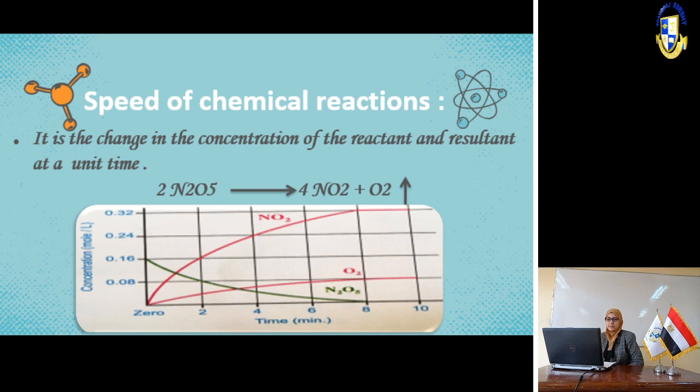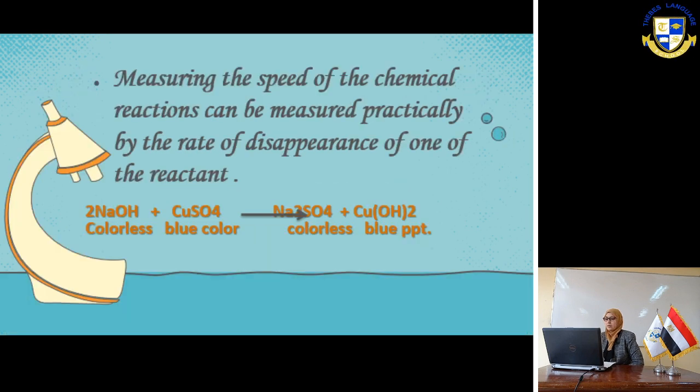Slide number 6. The speed of the chemical reaction can be measured practically by the rate of the disappearing of one of the reactants. Here we can say that sodium hydroxide plus copper sulfate makes sodium sulfate plus copper hydroxide, which is a blue color precipitate. And sodium hydroxide here is colorless.